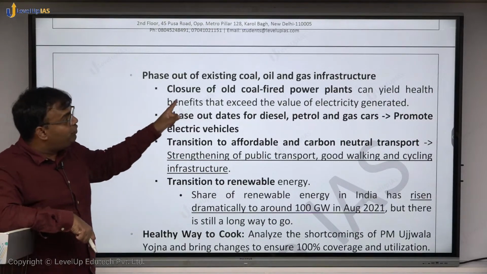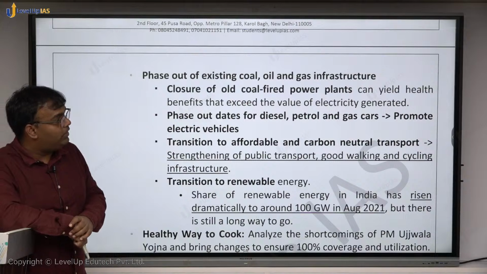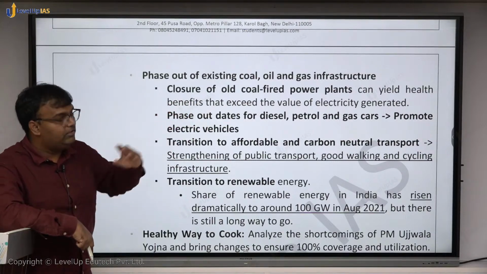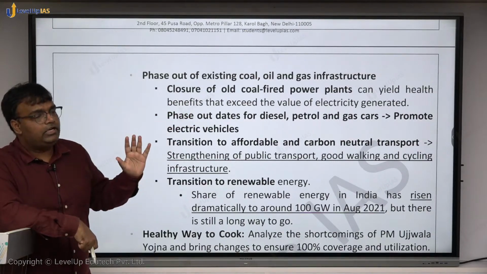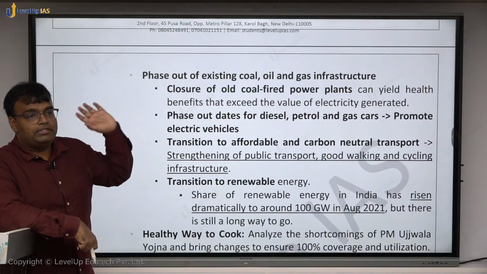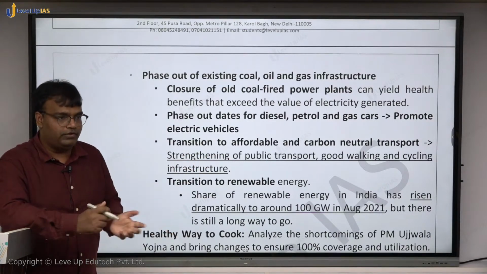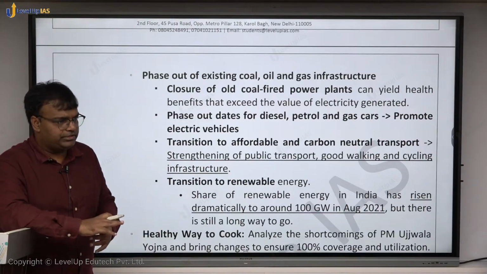So closure of old coal-fired power plants can yield health benefits that exceed the value of electricity they generate. There are coal-fired power plants that are 40, 50 years old, and retrofitting them is also very difficult, and they are heavily polluting in nature.